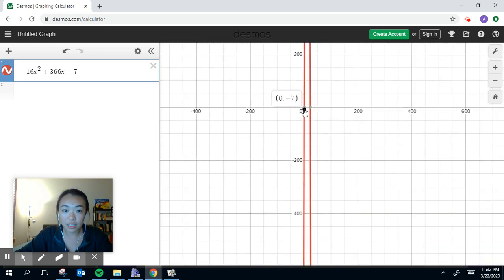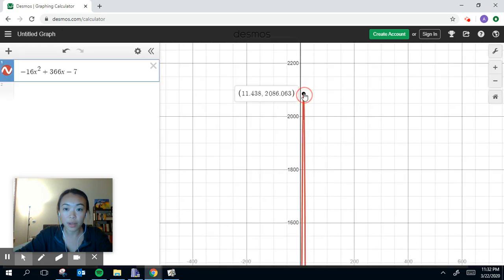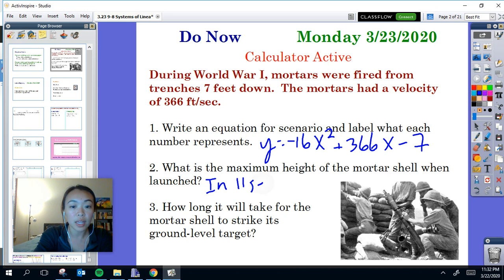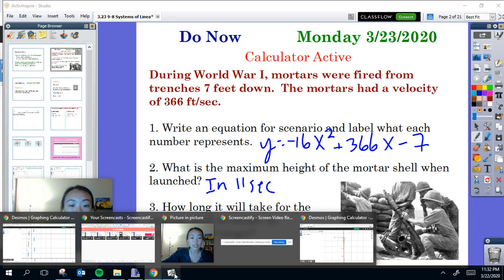So in the beginning, the dots that I would click: -7 is the starting point, the y-intercept. 0.098 is one x-intercept, 22.856 is another x-intercept. And my maximum is going to be right here: 11 seconds and 2,086 feet. So in 11 seconds, it will reach a maximum height of 2,086 feet.